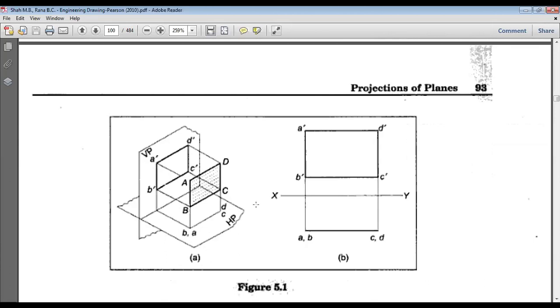If you look from the front, your ABCD will be projected on the vertical plane. This front view will be projected on the vertical plane and the top view will be projected on the horizontal plane. This is what we have discussed previously, and I also showed you some examples. Now, if ABCD is projected on the vertical plane, that is the front view. All the time we write it as A dash, B dash, C dash, and D dash, isn't it?